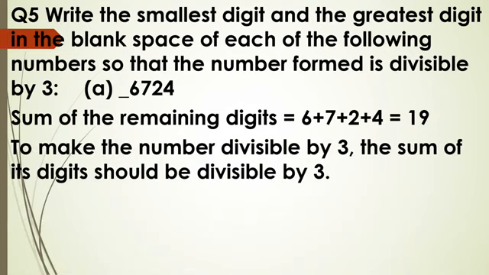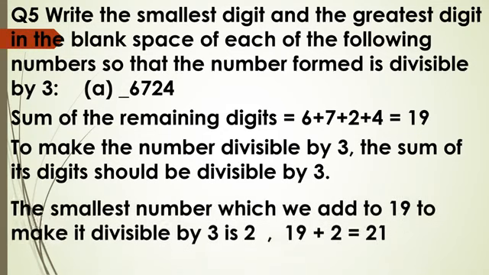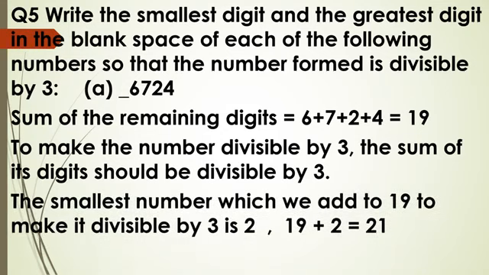21 is divisible by 3, that you all know. 20 is also not divisible. 21 is divisible. So in 19, if you add 2, it will become 21. And 21 is divisible by 3. That means the smallest number that we have to add in 19 is 2 to make it divisible. So in place of blank, we can write down 2. This is the smallest number that we have to add.